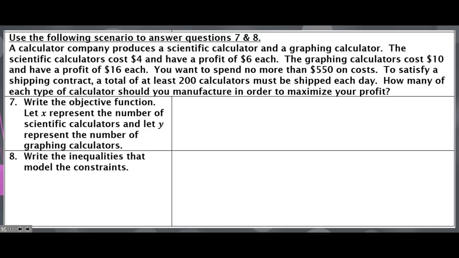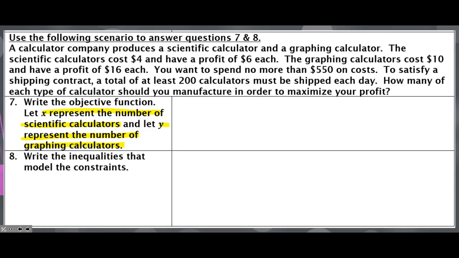Before I read through the problem, I want to read what the questions are asking us to do so we kind of have that in mind as we're reading through the problem. Question 7 says to write the objective function, and it defines our variables for us. It tells us that x is going to represent the number of scientific calculators, and y is going to represent the number of graphing calculators. So we know that going in, and we're trying to write our objective function.